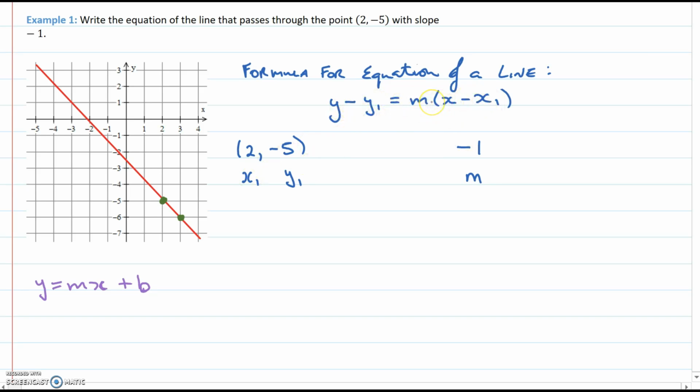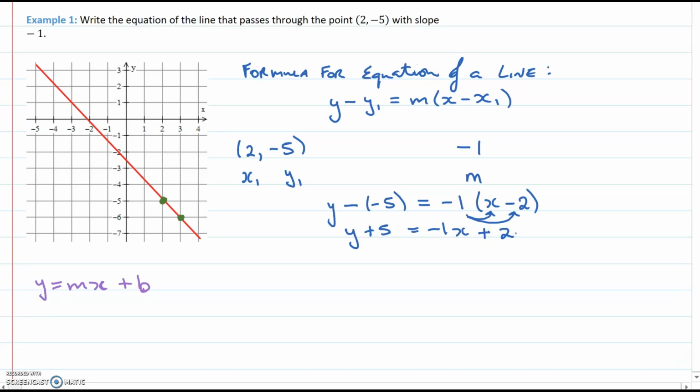And we're going to leave y and x. We're not going to change those. So it's going to be y minus y1. So that's going to be y minus -5 is equal to m, which is -1, times x minus x1, which is 2. Okay, y minus -5 is y plus 5. Over here we're going to distribute the -1. So we'll get -1x, and then -1 times -2 is +2.